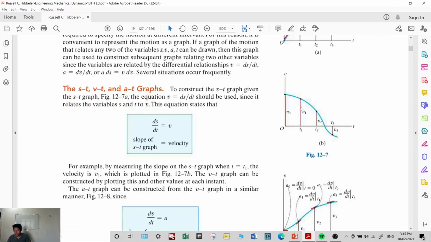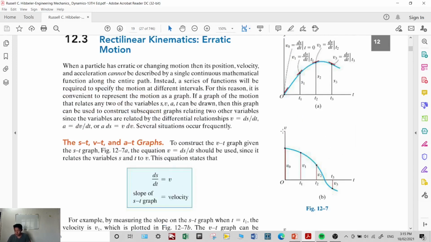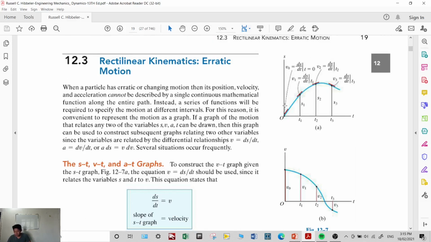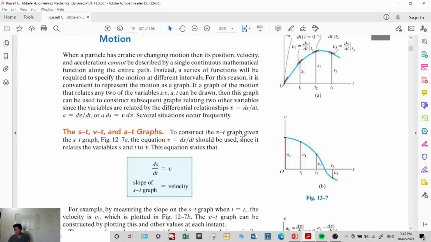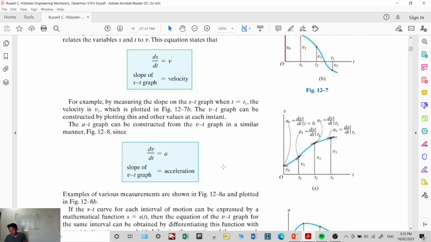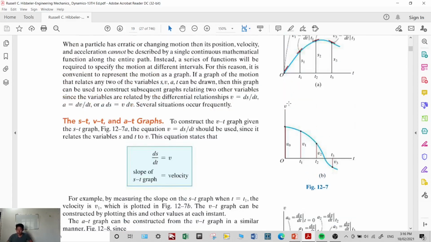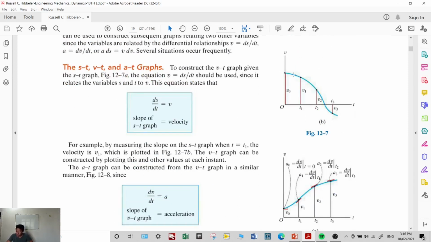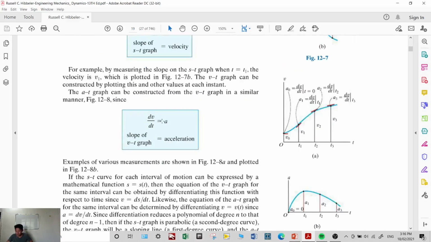If you are given this, how do you get the velocity versus time graph? You can get that by using this relation: velocity is just the derivative of position with respect to time. Since from 0 to t1 we have the equation, you differentiate that equation to get the equation for velocity. Then you plug in the values for time equals 0 and time equals t1, and you can now plot this. The same way for the AT graph: once you have the velocity versus time equation, you differentiate it to get the acceleration.